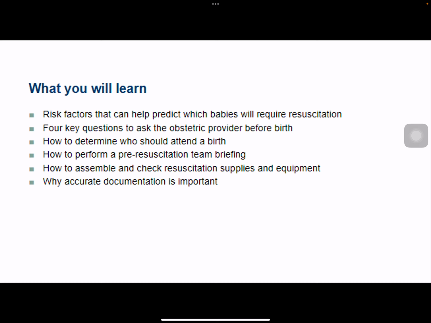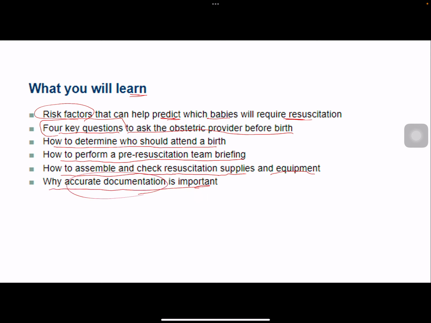In this section, you will learn the risk factors that help you to predict which baby will require resuscitation. So 4 key questions. You need to know the 4 key questions to ask the obstetric provider, the midwife. So how to determine who should attend a birth, how to perform a pre-resuscitation team briefing, how to assemble and check resuscitation supplies and equipment. And why accurate documentation is important. So accurate documentation is very important.